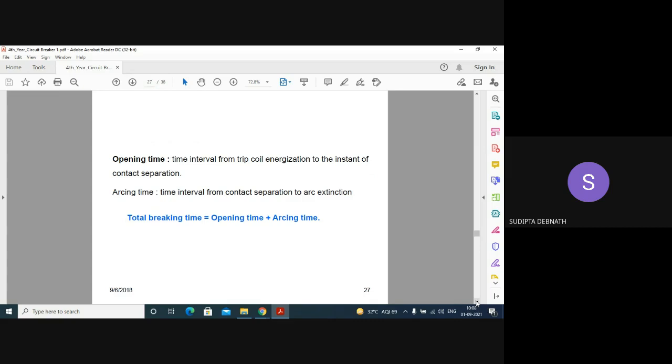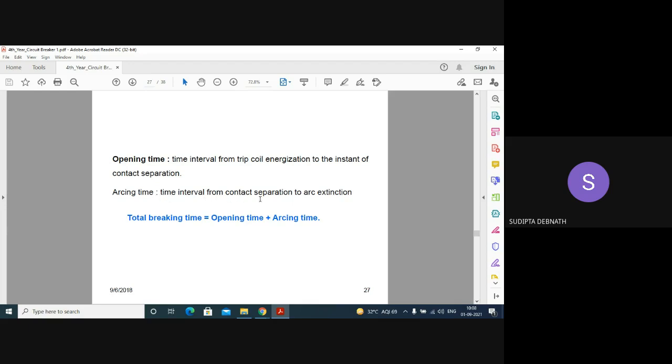But it is not like that the contacts are separated, so everything is normal now, and after clearing the fault the contacts can be made again. It is not like that, because as soon as the contact separates, there will be arc formation. If the contacts close again before the arc is extinguished, for example with an autorecloser, it is very dangerous. So there is some time needed to extinguish the arc. That is called arcing time.